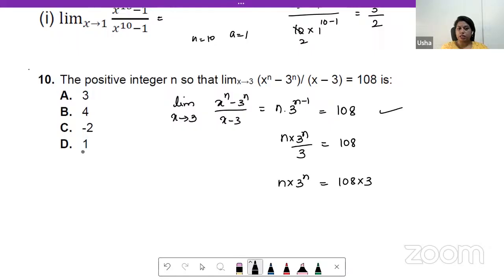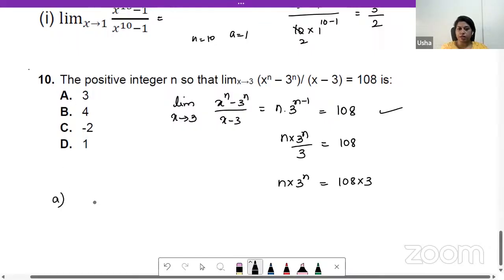Okay, suppose n is 3. We'll take option A. If n is 3, and you substitute in n into 3 power n minus 1, 3 minus 1 is 2. So this is nothing but 3 cube, which is 27. You will not get 108. So option A is wrong.